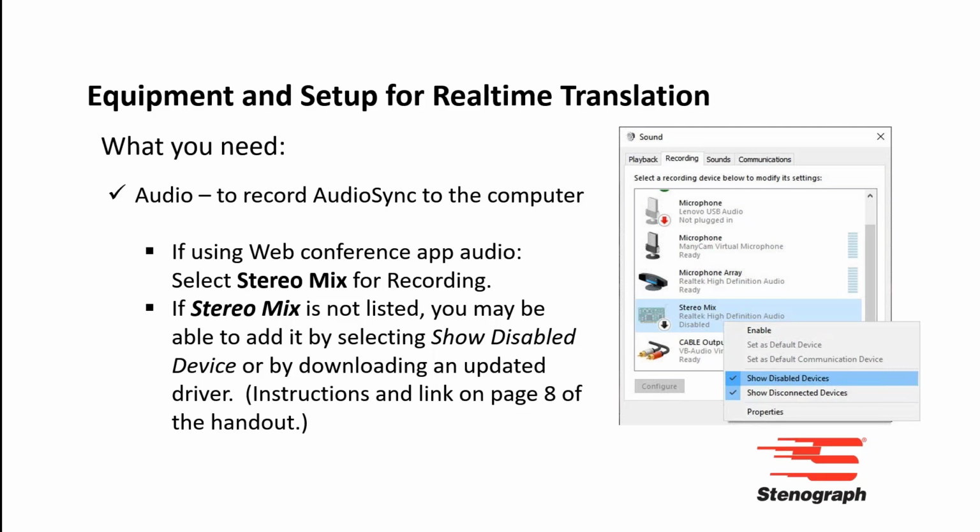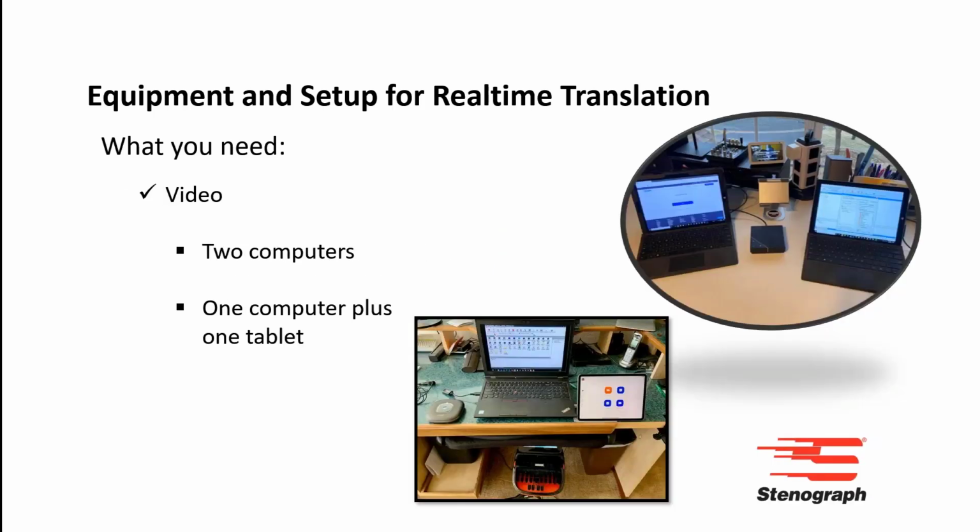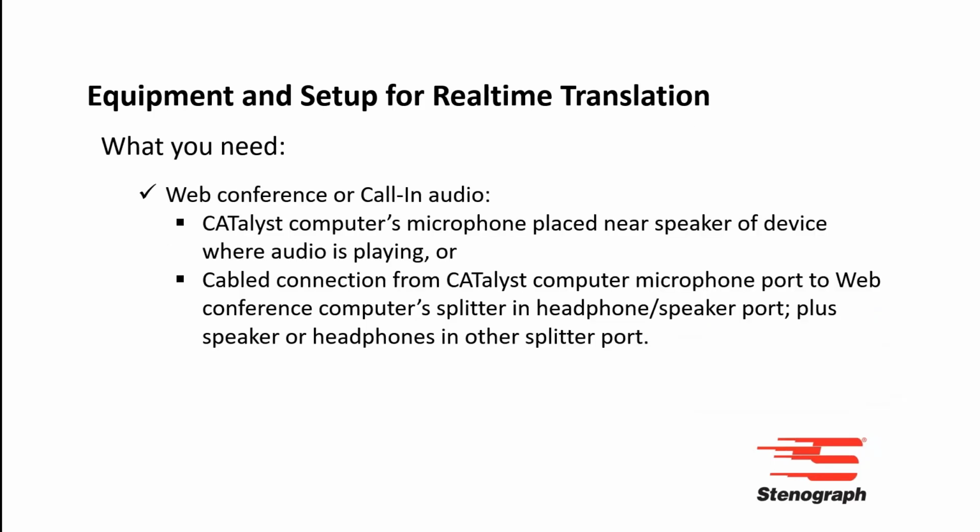If for any reason you can't get Stereo Mix for this particular setup, then your option is to use call-in sound instead. If you are using call-in, the same as with your writer, you can place your microphone, on the computer where you're recording, because that's where you're doing your audio sync, right near the speaker for the call-in number. Another option is to use 2 computers, or 1 computer and 1 tablet. With those setups you have pretty much all the same options. The only difference is where the sound is coming from and what you need to cable to, if you're going to use cables.